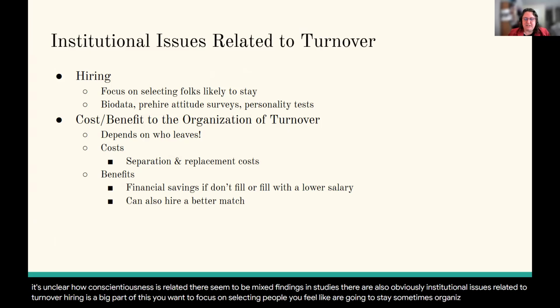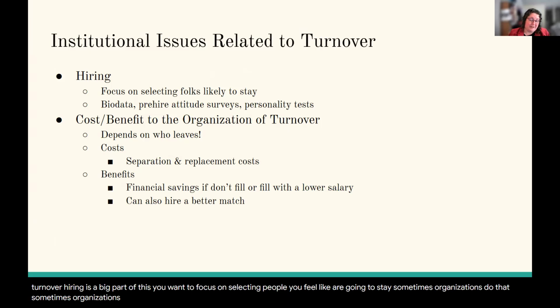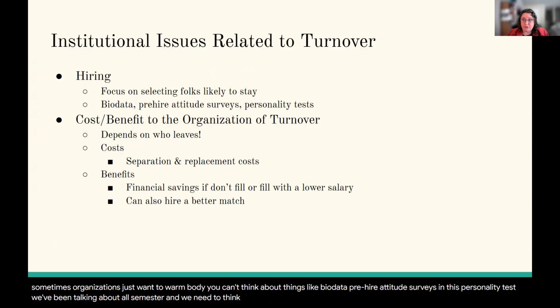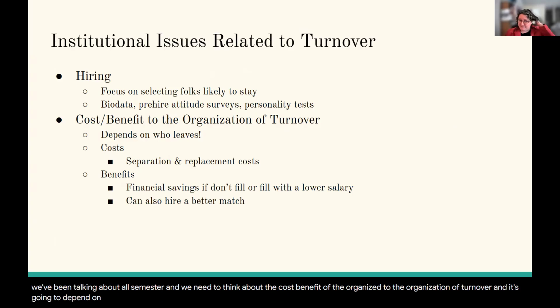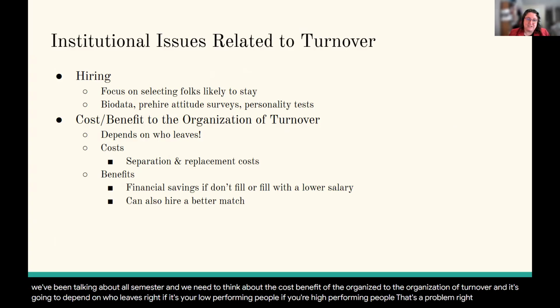Sometimes organizations do that. Sometimes organizations just want a warm body. You can think about things like bio data, pre-hire attitude surveys, and those personality tests we've been talking about all semester. And we need to think about the cost benefit of the organization of turnover. And it's going to depend on who leaves, right? If it's your low performing people, fine, but if your high performing people keep leaving, that's a problem, right? And so there are costs.